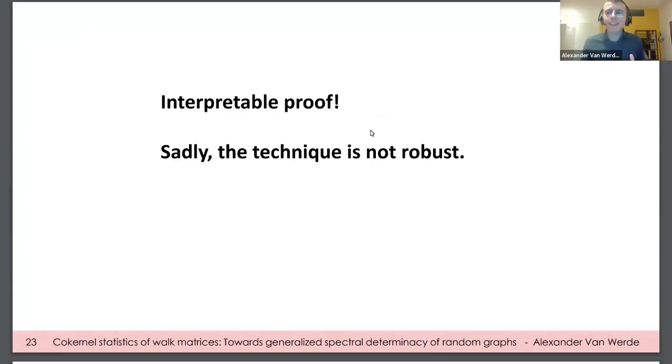But the technique is not very robust, because I need these very strong assumptions on the distribution. I heavily rely on this to say, for instance, that you only have that one obstruction which I mentioned, or that it acts uniformly at random. All these things rely fairly heavily on the assumption that it has independent and uniformly distributed entries.